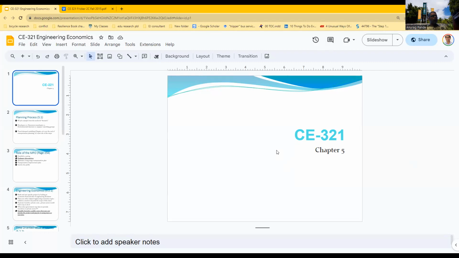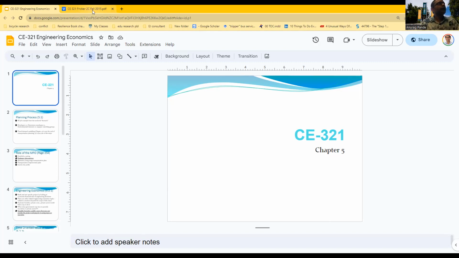And first of all, obviously we're going to talk about some numbers, some numerical examples that are obviously going to be helpful for your FE exam. But I'm also going to discuss where all this fits in within the planning process, because that's what we're talking about in this module for CE 321, the broader planning process. And within that planning process, where engineering economics fits in is going to be part of the conversation as well.